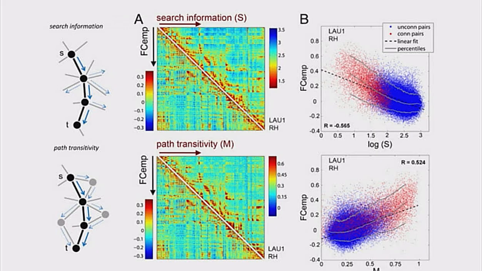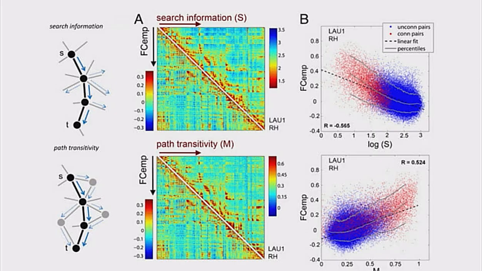So what the authors did here was to take a structural connectivity network from diffusion MRI and to calculate the search information and path transitivity between all possible pairs of nodes in the network. That's what's shown in the upper triangles of the matrices. And in the lower triangles, they're showing the resting state functional connectivity between those pairs of nodes. And what you find is that the greater the search information between a pair of nodes, the greater the potential for the signal to get corrupted or compromised along the way, the lower the functional connectivity between them. That's what's in the scatter plot.